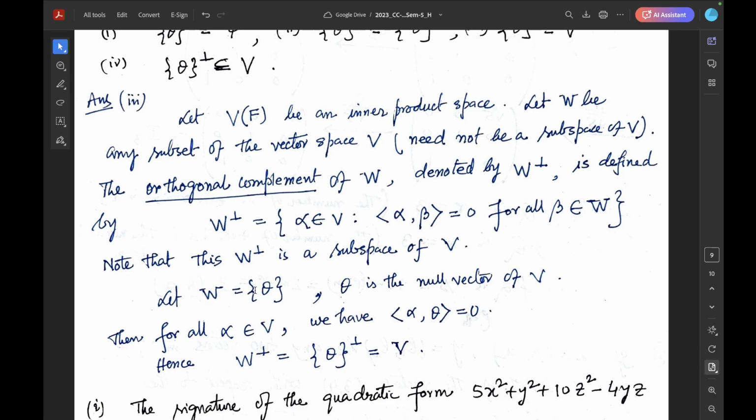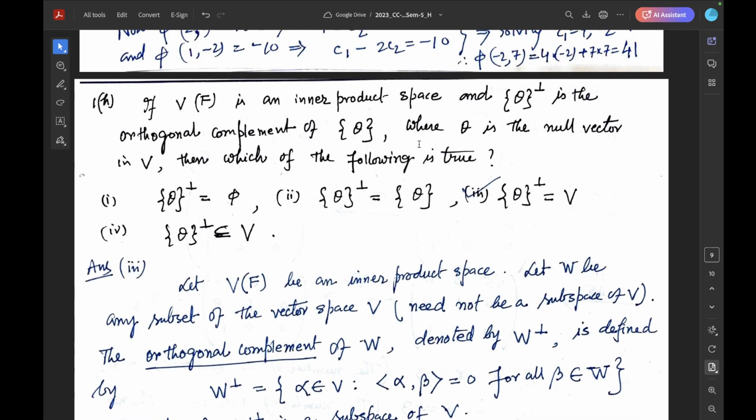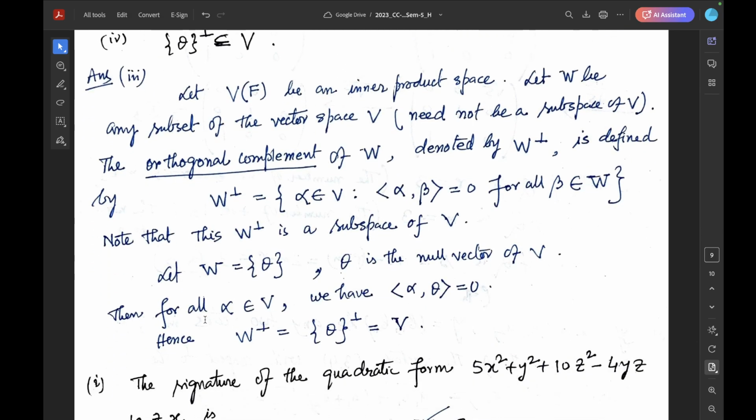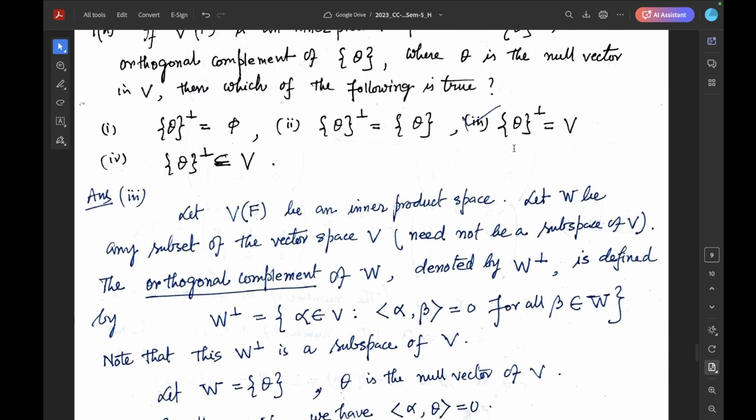Let W equal to the singleton set theta, where theta is the null vector of V. Then for all alpha belongs to V, we have the inner product of alpha, theta equal to 0, obviously. So W perpendicular, that is the singleton set theta perpendicular, is equal to the set of all alpha belongs to V. So this is the whole vector space V. So the correct option is 3.